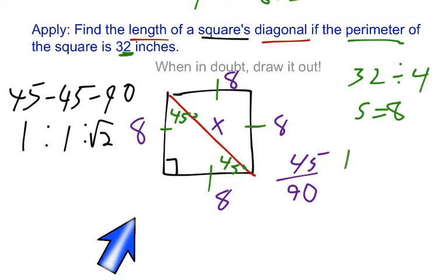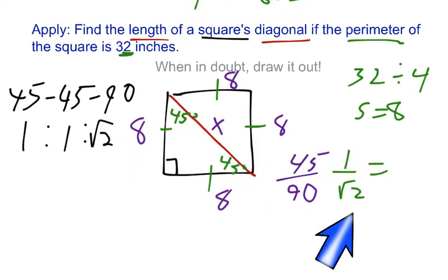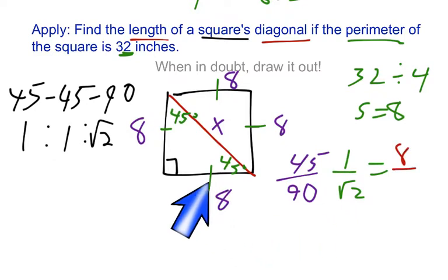So I'm going to fill in a 1 here and a square root of 2 there equals, and now I'm going to look at my actual picture, and what's in my picture there? I have an 8 for 45, so 8 is opposite the 45. I'm going to put it on top. And then opposite the 90, I have an x.